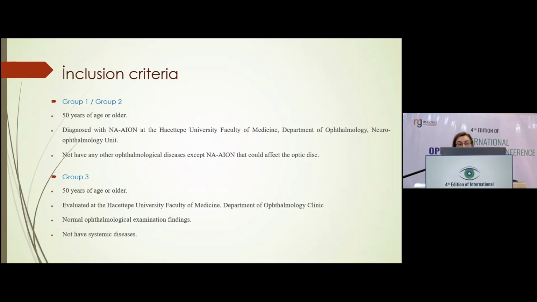And for group 1, we also have inclusion criteria. These are sudden painless visual loss, visual field defect, presence of optic disc edema with or without splinter hemorrhages at the optic nerve head, and normal C-reactive protein and erythrocyte sedimentation rate levels, which confirm the diagnosis of NAION.